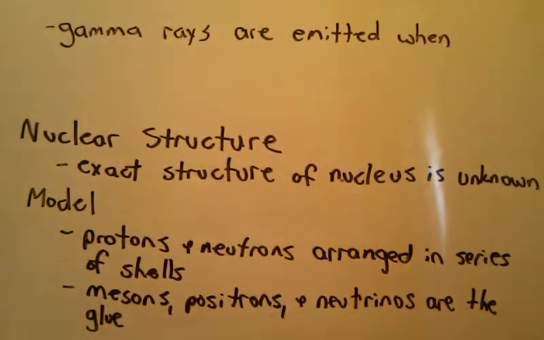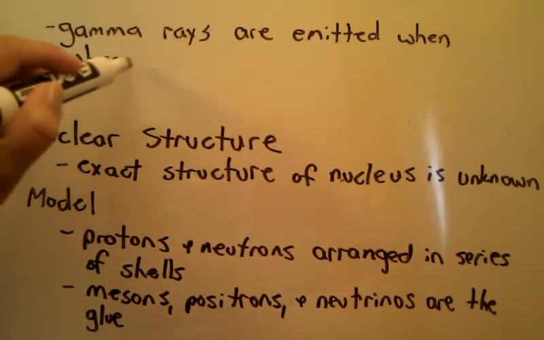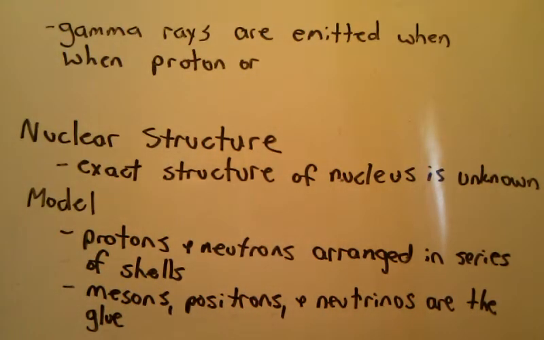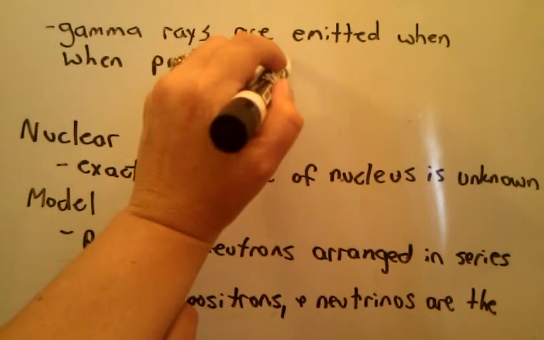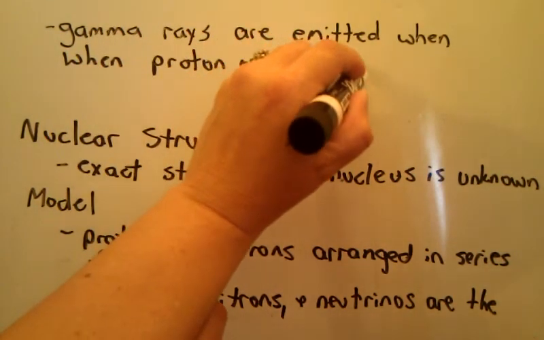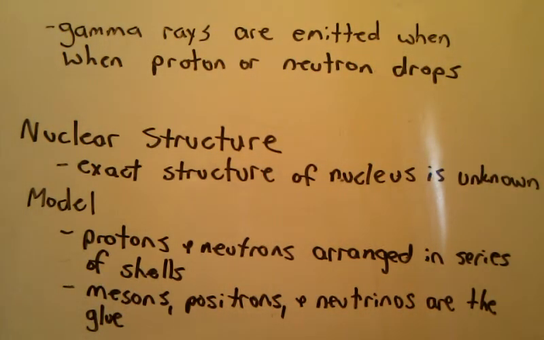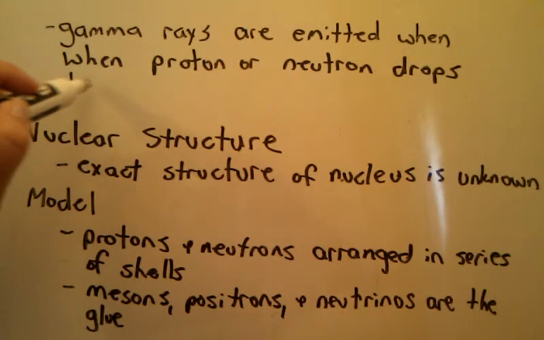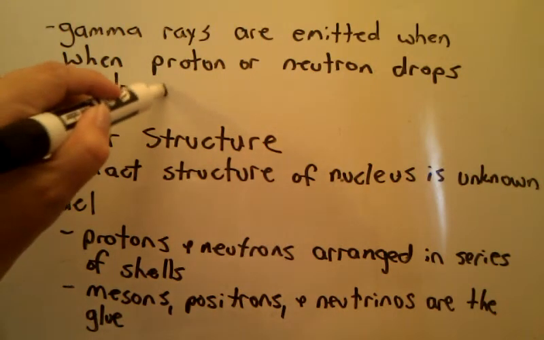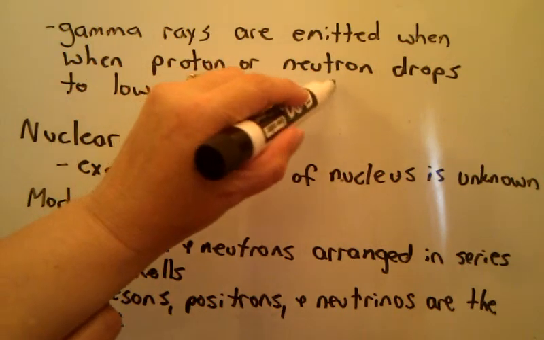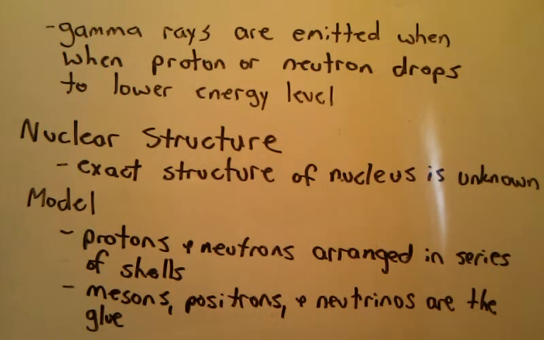Gamma rays are emitted when a proton or neutron drops to a lower energy level. Okay, some nuclei are unstable.